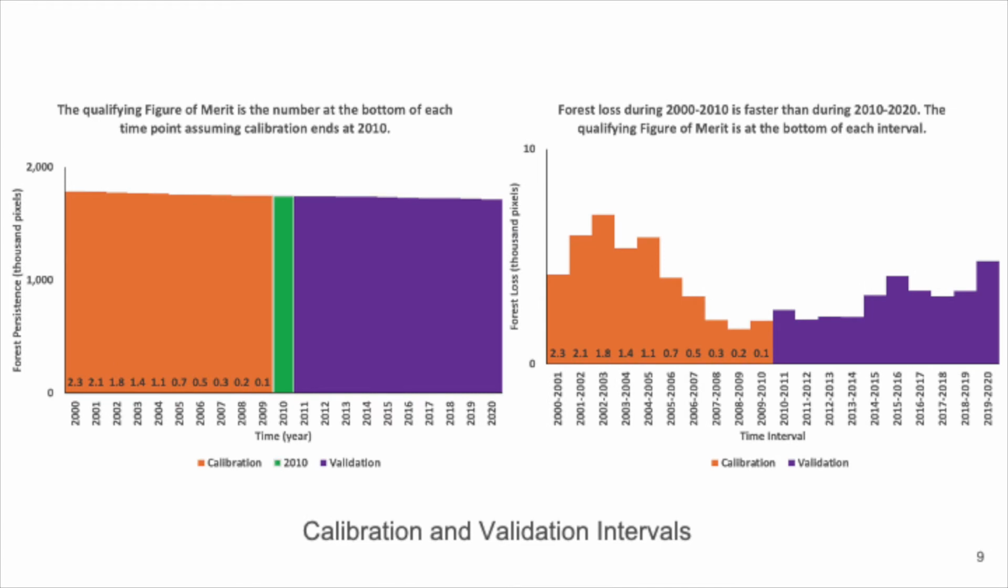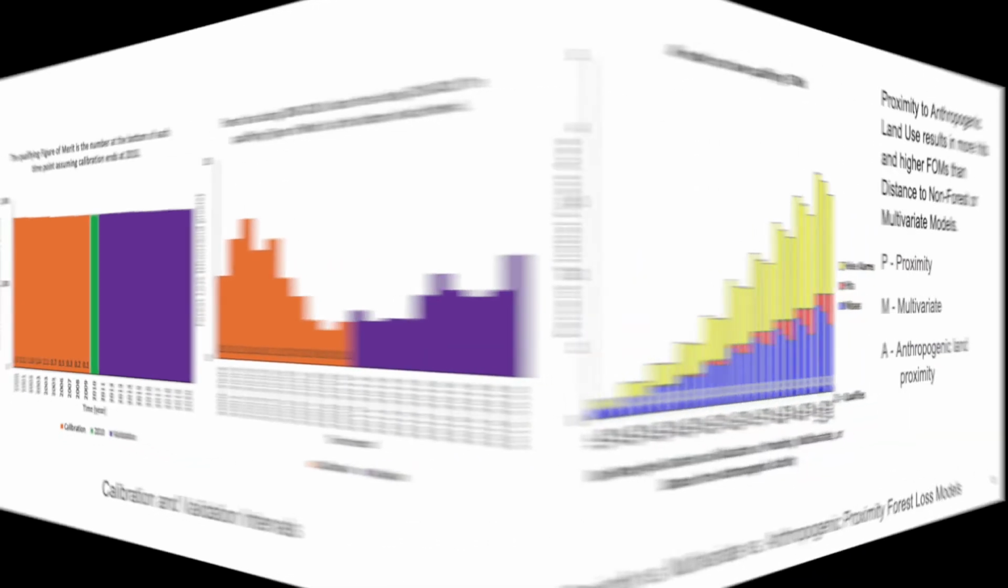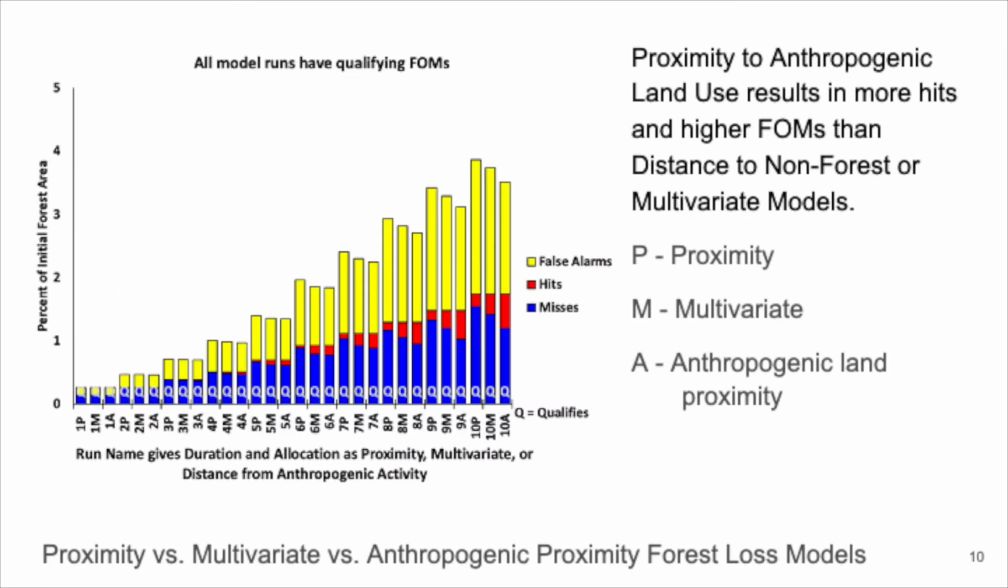These charts display the change in forest loss across our calibration period, shown in orange, and our validation period, shown in purple. In the left chart, forest persistence decreases over time, indicating a complementary increase in forest loss, shown in the right chart. The qualifying figure of merit for each time period is noted for each calibration year near the bottom. The results of our 30 model runs are compared here and decomposed into the number of hits, misses, and false alarms, calculated from each validation interval.